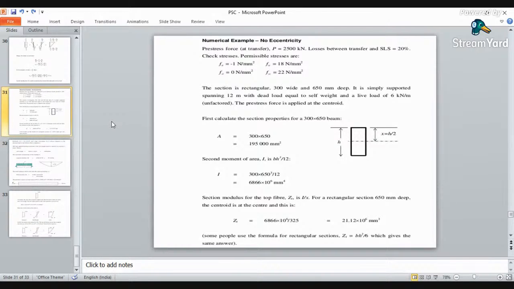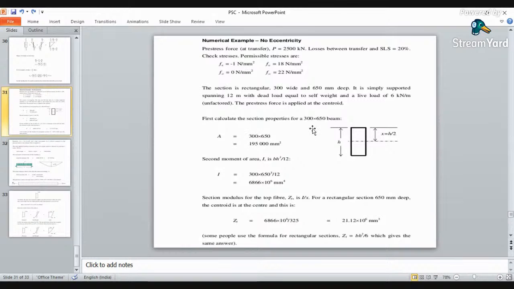So this section is rectangular, 300 by 650 mm, and it is simply supported spanning 12 meters with dead load equal to self weight and a live load of 6 kilonewton per meter. Okay, dead load is nothing but the self weight, so we have to find out the self weight. The pre-stressing force is applicable at the center. Okay, means eccentricity is not to be considered.